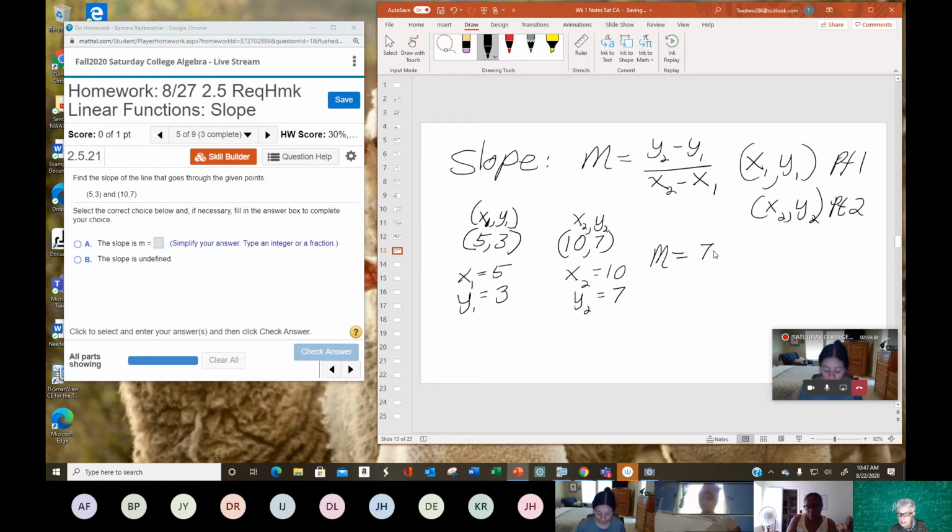M equals 7 minus 3, y2 minus y1, over x2, which is 10, minus x1, which is 5. Let's make sure. 7 minus 3, yes. 10 minus 5, yes. That will be 4 over 5. So this is the slope of the whole line that goes through these 2 points, 5, 3 and 10, 7. And it doesn't matter.